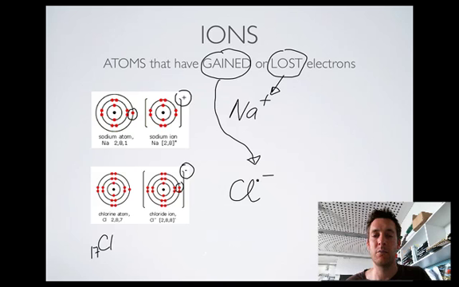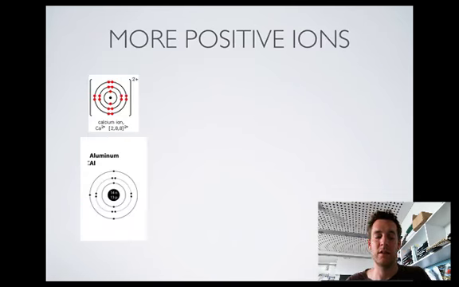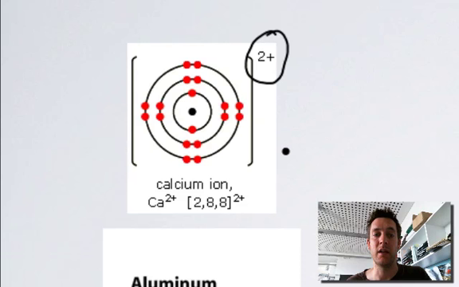Right? That Cl- ion has one more electron than the atom did. Now here's a look at some more positive ions, and remember we were just saying that the amount of positive charge will depend on how many electrons you lose.